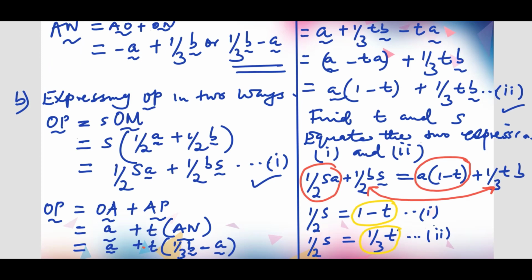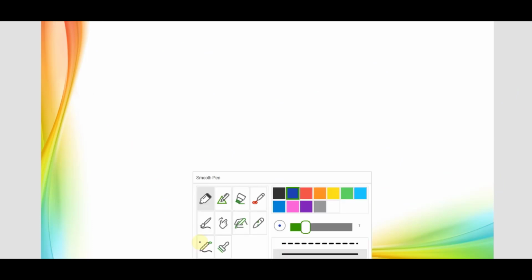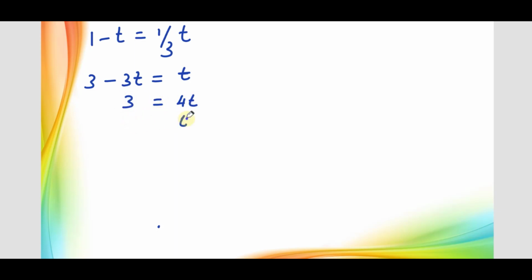So in the next page, we are going to take 1 minus t is equal to a third t. And multiplying everything by 3, you get 3 minus 3t is equal to t. Solving for t, this will give us 4t is equal to 3, and therefore t will be obtained as 3 over 4. So you've got the value of t.